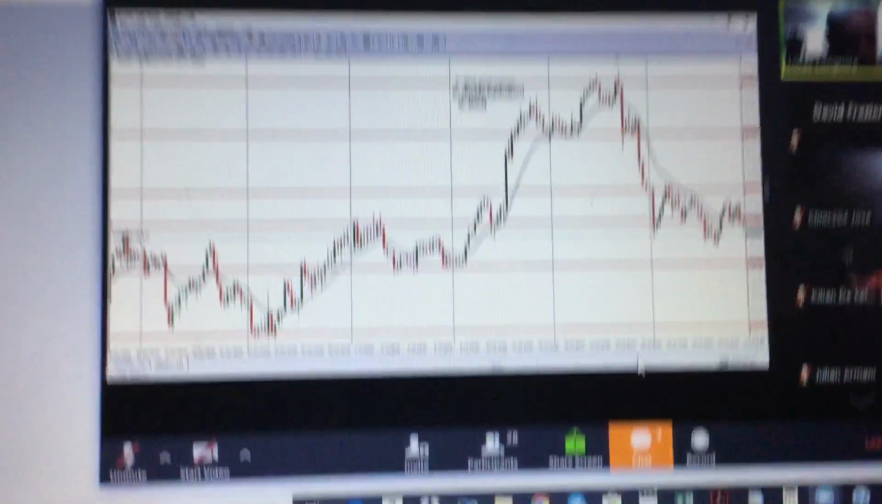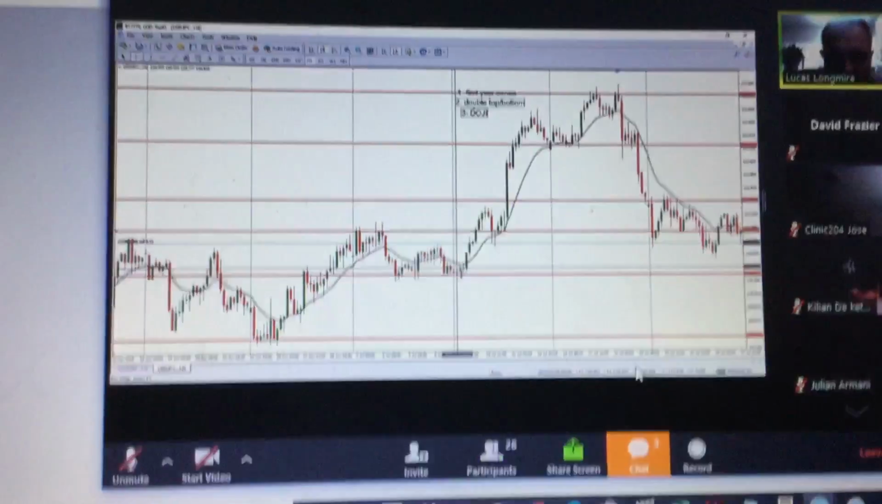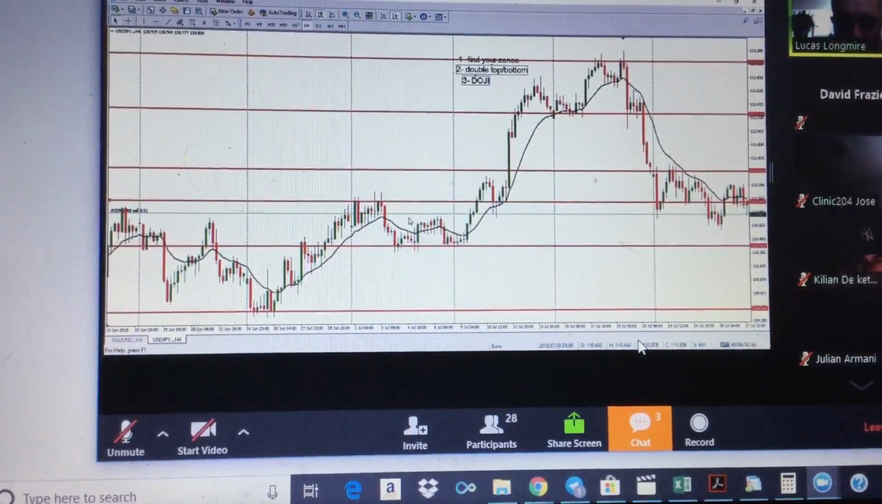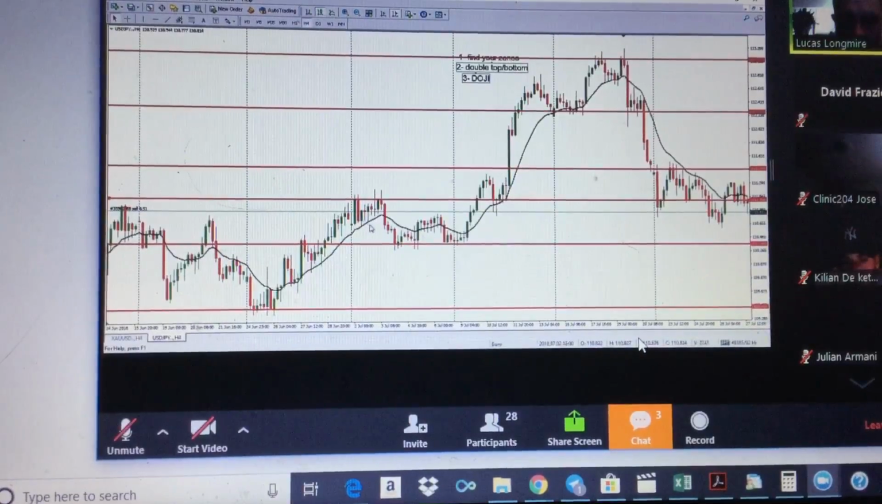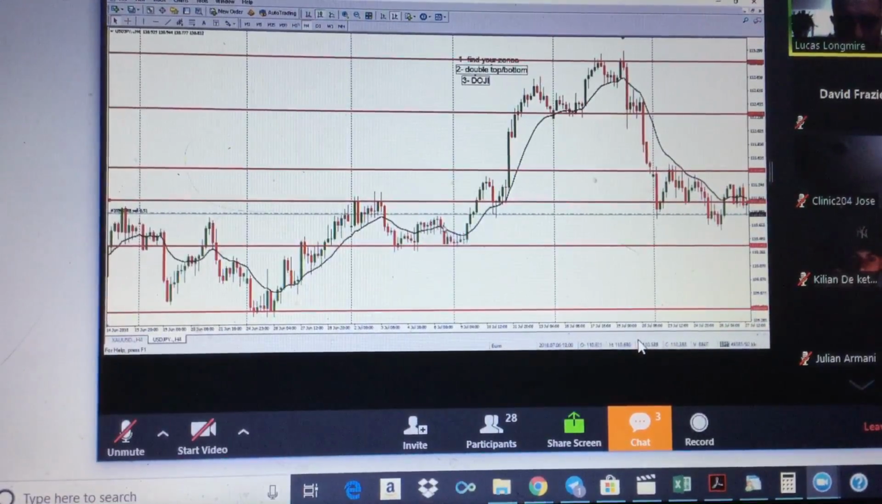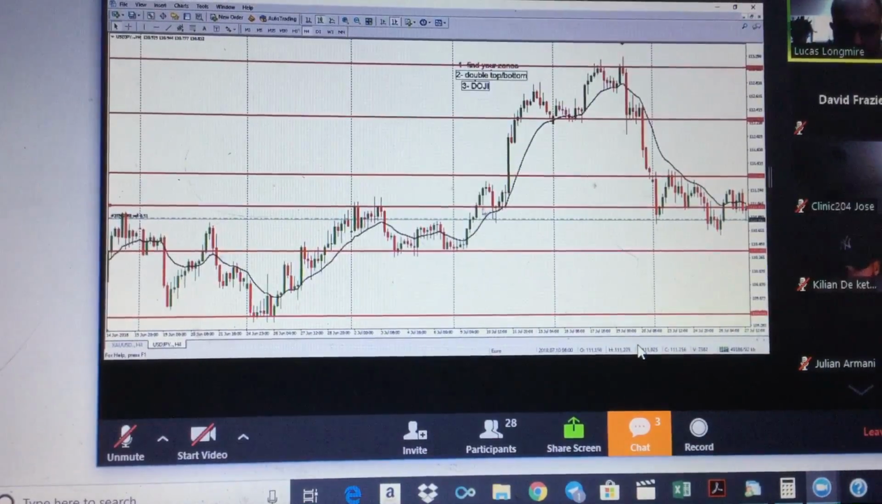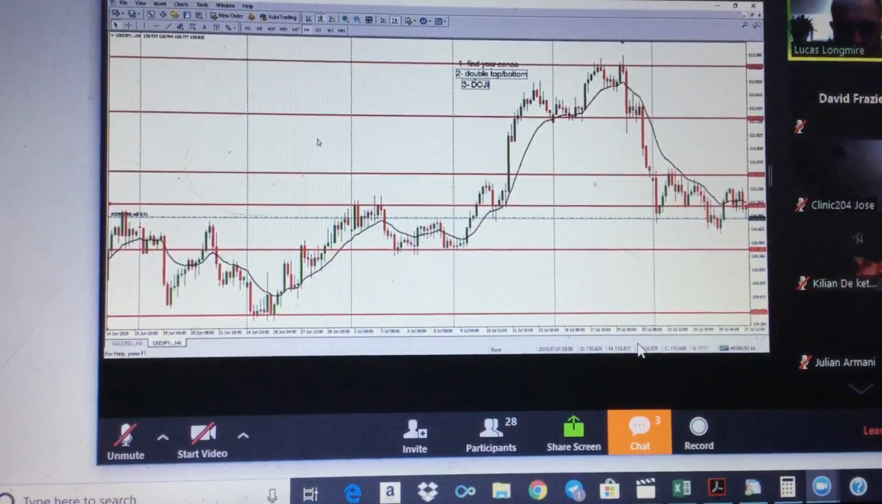Comes back down here, a third touch. All right, you got like 3-ish dojis here. Boom, 60 pips. So you have a triple bottom, right? So you got 30, 40 here, right? You got 50, 60 here, all right?